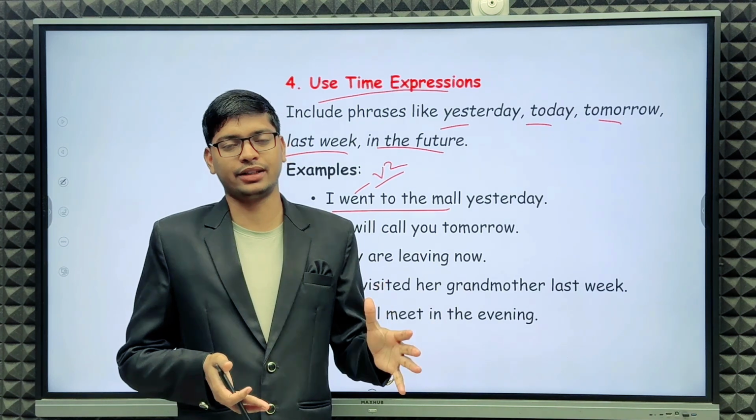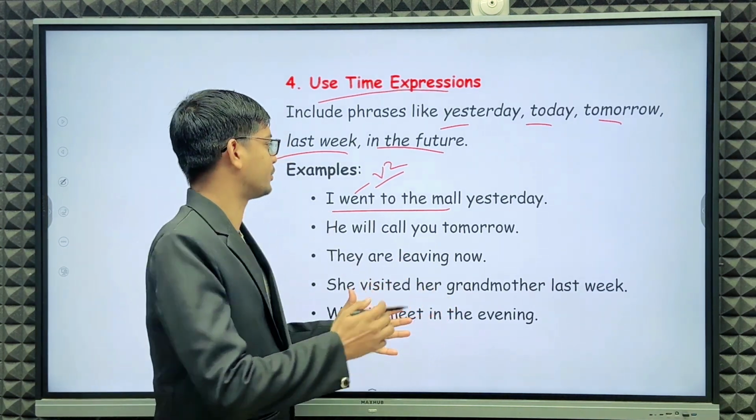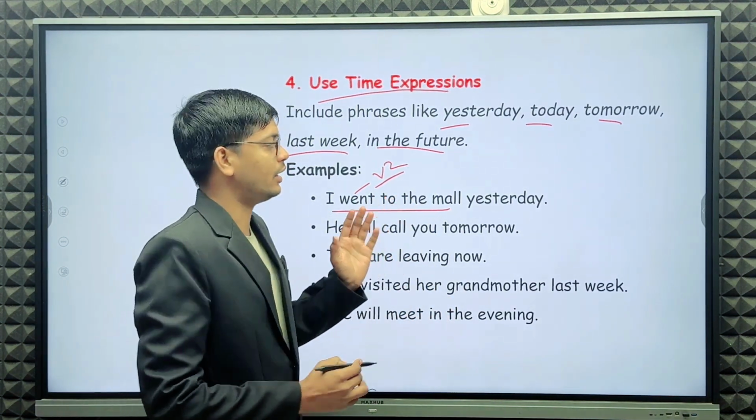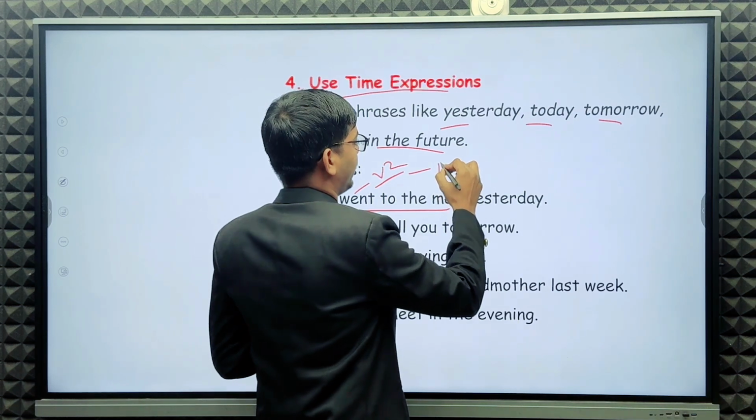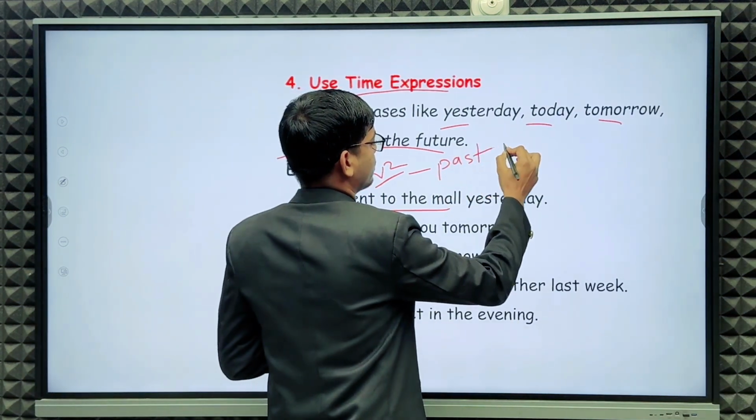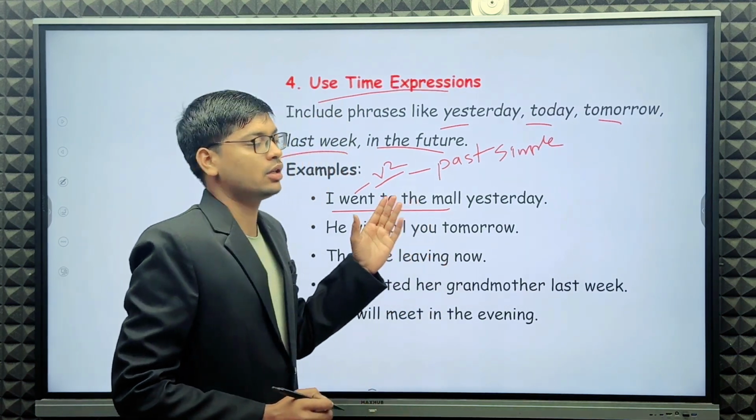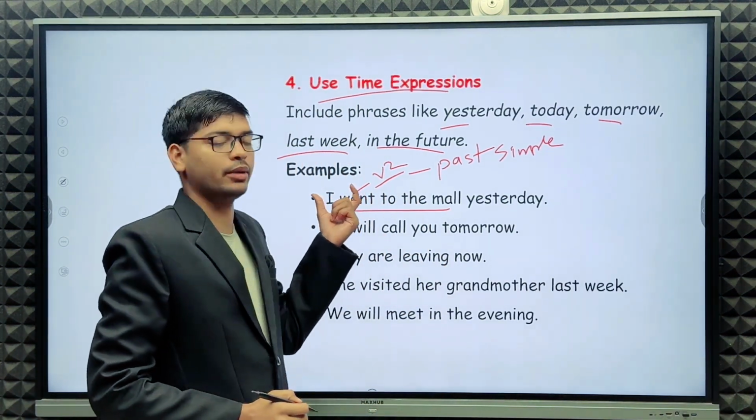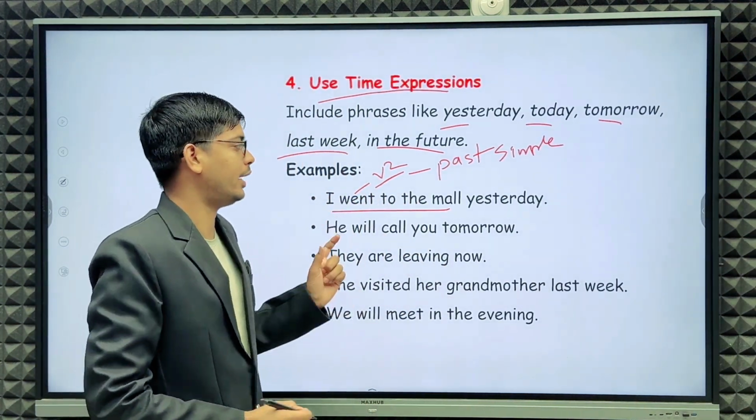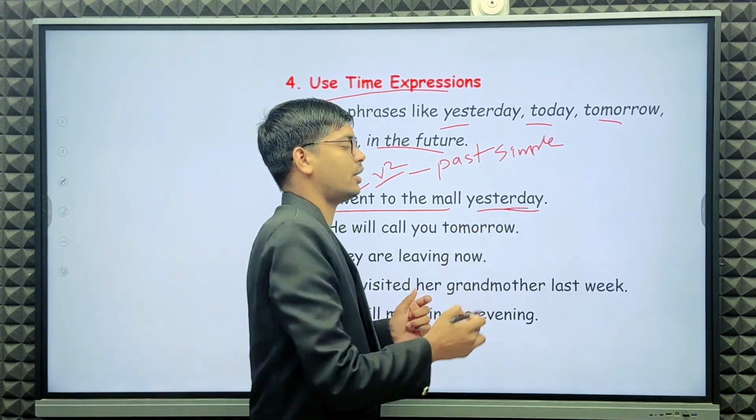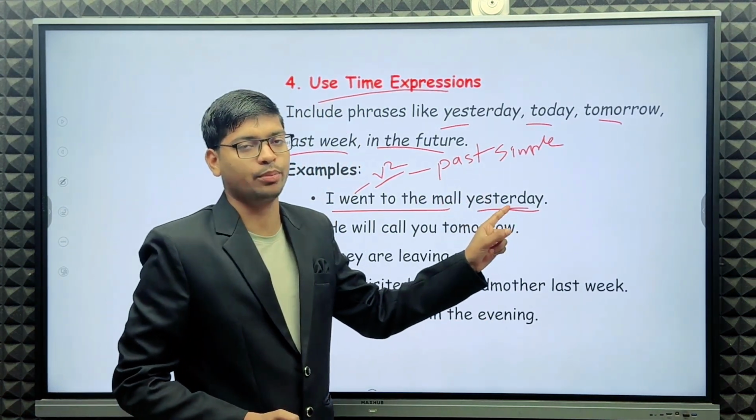Which type of sentence tense here? Which type of tense here? Here the tense is past simple tense. Past simple tense. Okay, because here the verb is the second form of verb. And yesterday is an adverb of time of past simple tense.